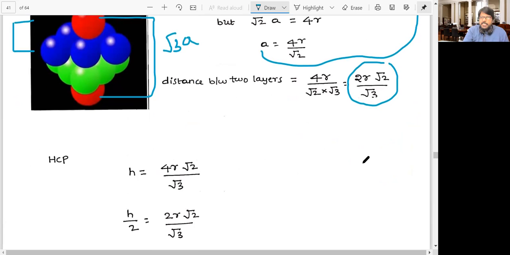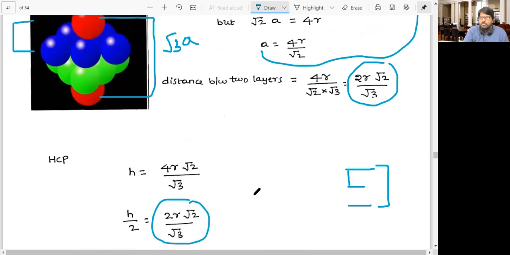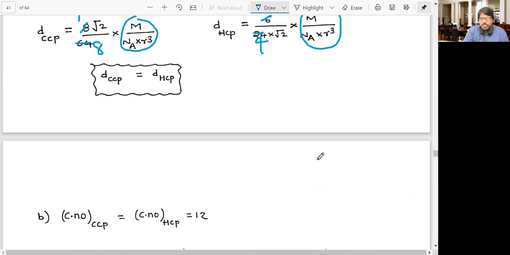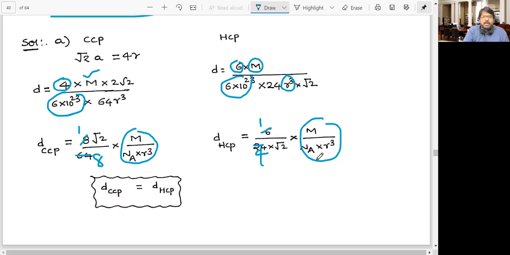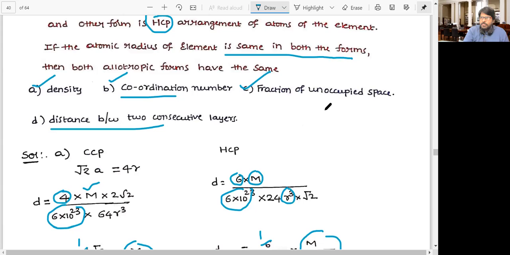And in case of HCP, distance between two consecutive layers means half the height. First layer, second layer, third layer. This is the height of the hexagon, and half of that. What is the value? 2r root 2 by root 3. Here also, 2r root 2 by root 3. So they are same. So coordination number is same, density is same, distance between two consecutive layers is same, and packing fraction of unoccupied space is also same.